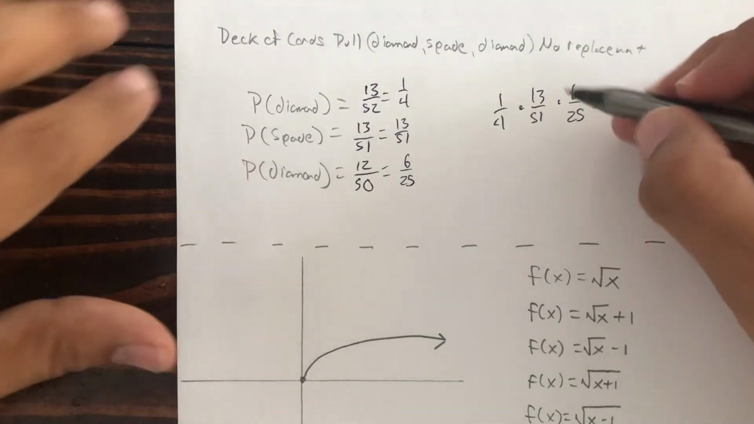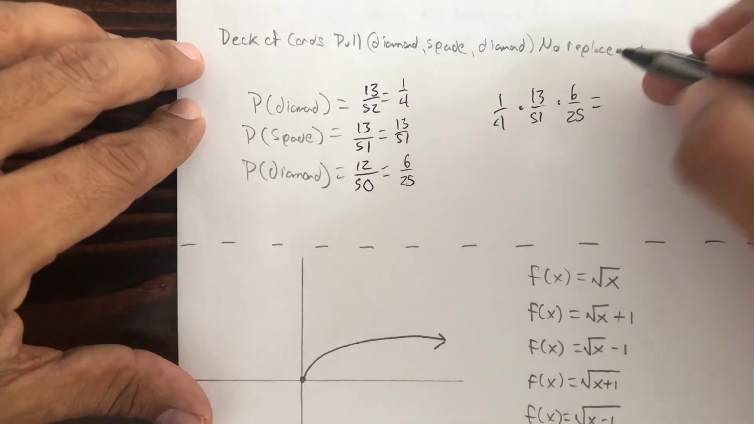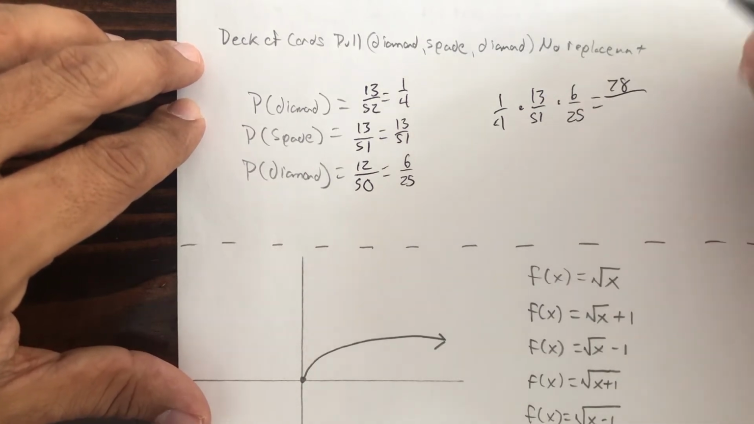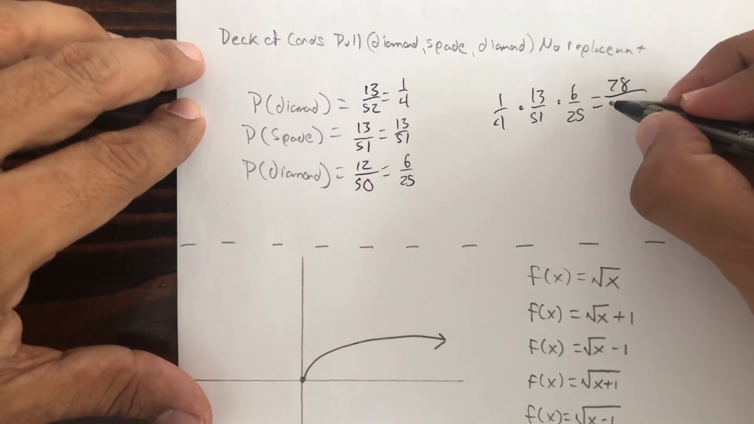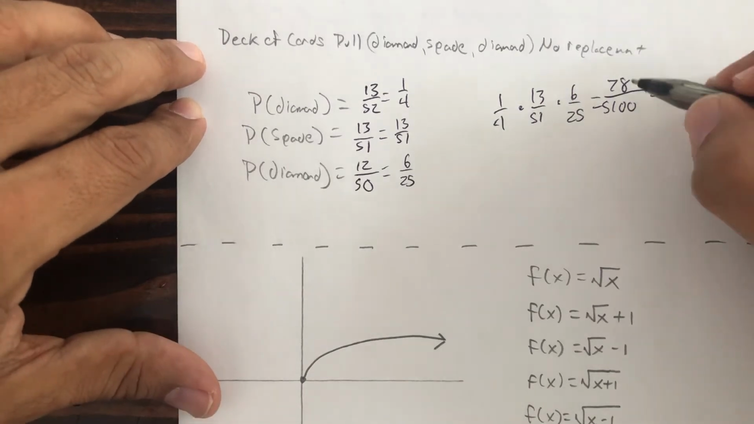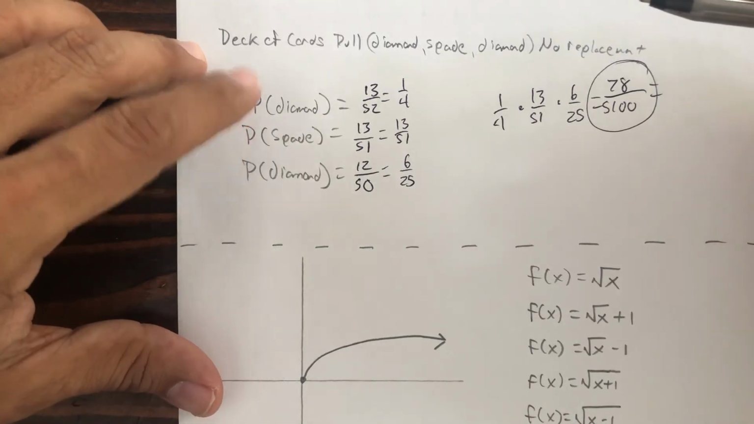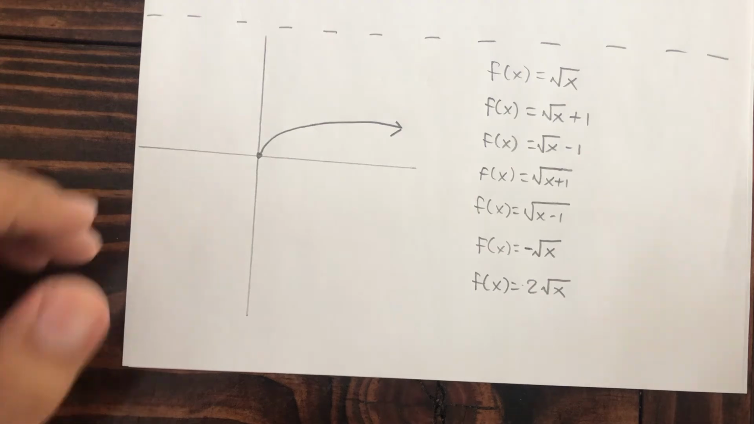Okay, so on the top, it'll be 1 times 13. That's 13. 13 times 6, that's going to be 60 plus 18. So it's going to be 78. This is going to be 4 times 25. That's 100 times 51. That's going to be 5,100. And then your result will be here. So these are the chances of pulling a diamond, a spade, and then a diamond in a deck of cards without replacing any.